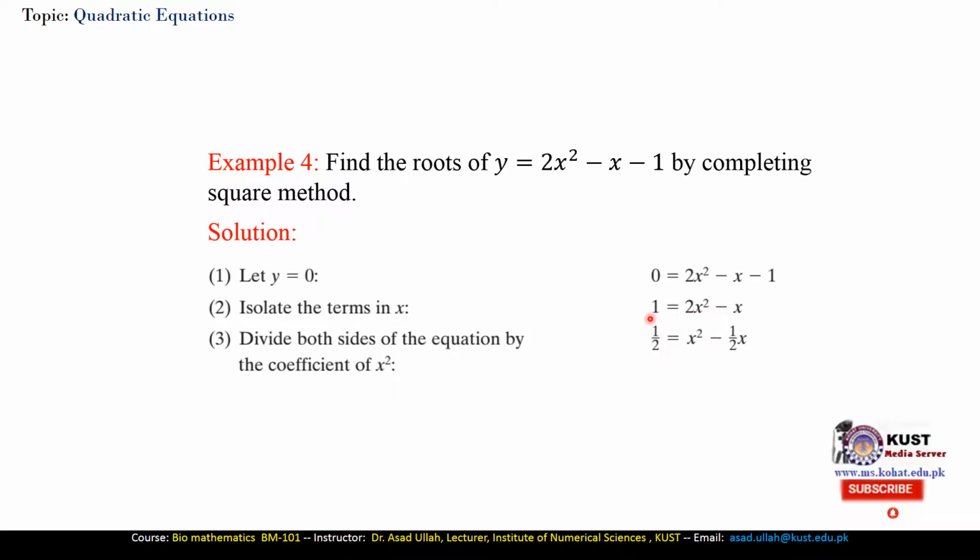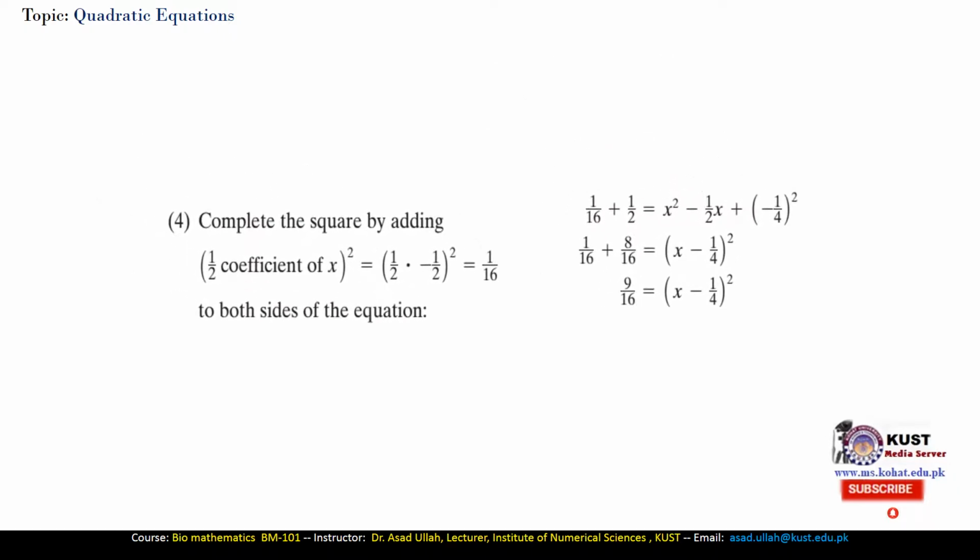Now to proceed further, here is the most important step, that is the coefficient of x square is not equal to 1. In the completing square method, we make the coefficient of x square equal to 1, and then we add the half of the coefficient of x, whole square, on both sides of the equation. Now, in step 3, divide this equation by the coefficient of x square, that is 2. So we get x square minus 1 over 2x is equal to 1 over 2.